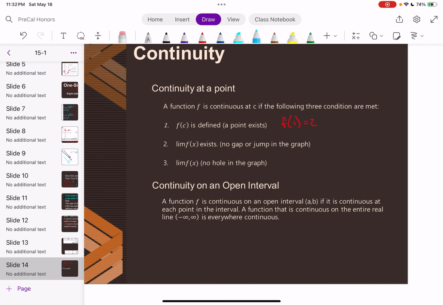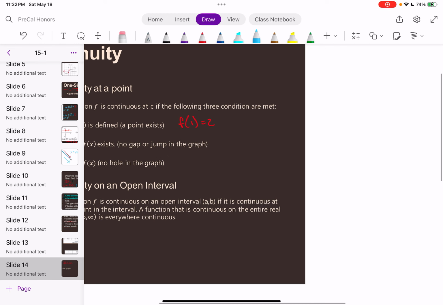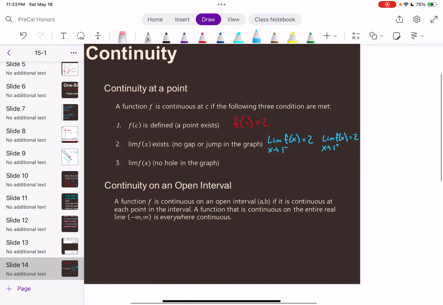Now in order to describe something like that, we would be looking at an equation that looks similar to the limit of f of x as x approaches 1 from the negative side would be equal to 2, and the limit of f of x as x approaches 1 from the positive side would also give us 2. Notice because you're approaching from the left and the right and you're coming up to the same number, there is no gap, there is no jump within your table. The last one would be the limit of f of x with no hole in the graph.